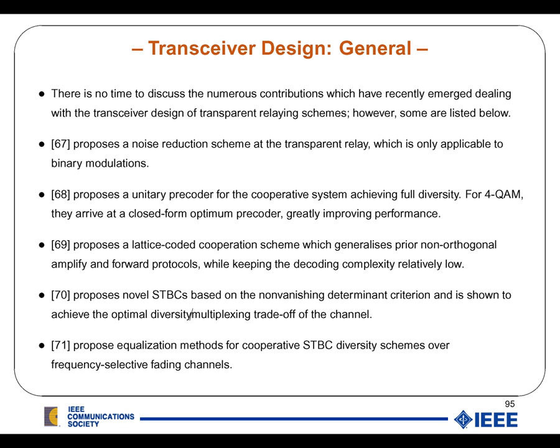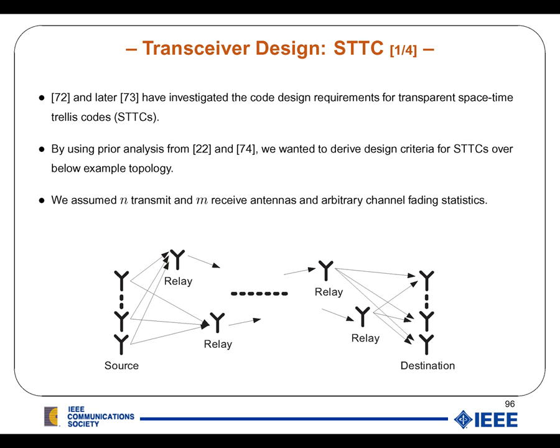70 proposes novel space-time block codes, which optimize the diversity-multiplexing trade-off of the channel, and 71 proposes equalization methods for various cooperative space-time block coding diversity schemes over frequency-selective fading channels. Now, we will stick to the transceiver design using space-time trellis codes, and these have been analyzed in 72 a while ago and later redesigned in 73.